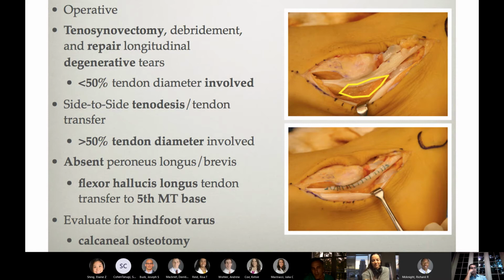And then if they've got a hindfoot varus, you've got to do some sort of calcaneal osteotomy, whether it be a lateral translation, a Dwyer, or some sort of Z cut. And so they're just going to say calcaneal osteotomy and then lateral translation or lateral correction.